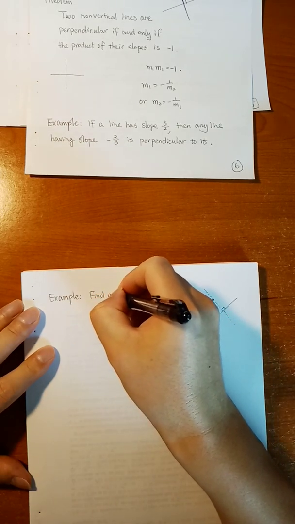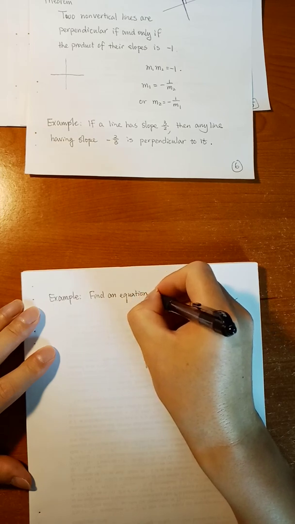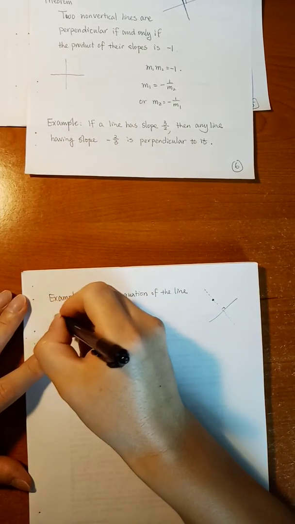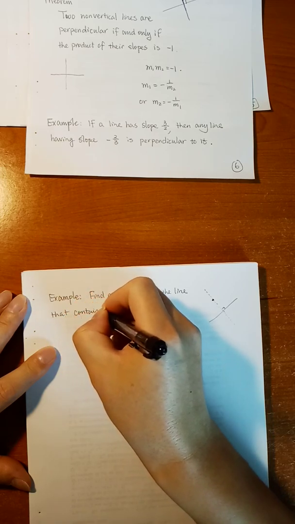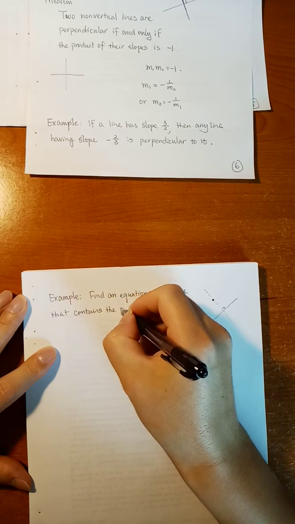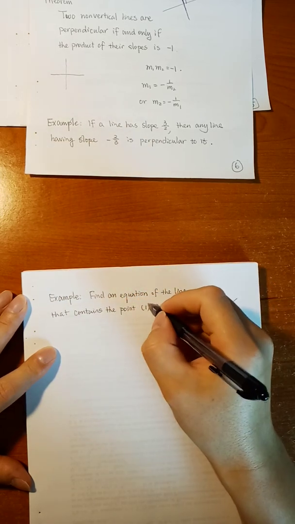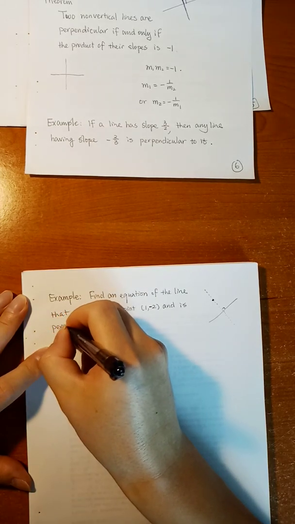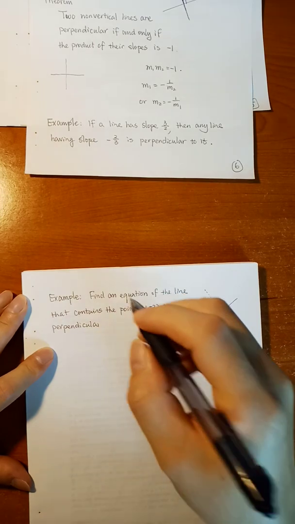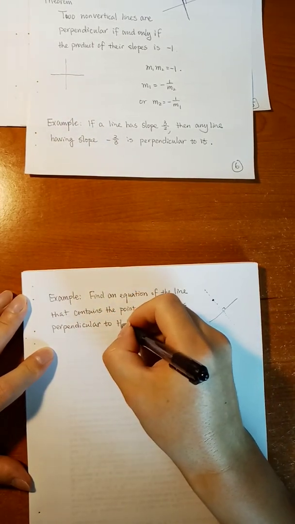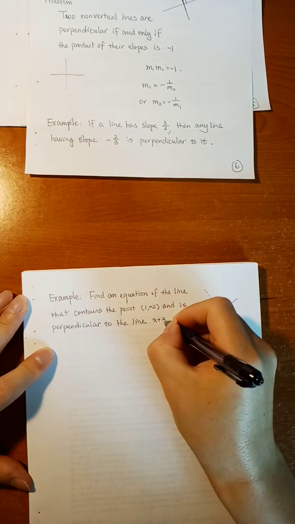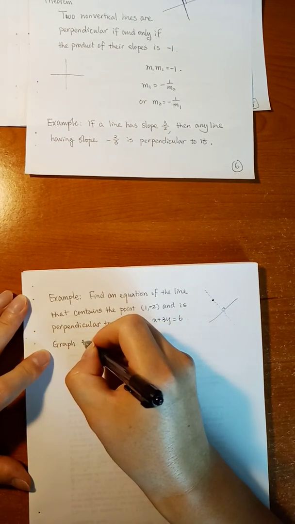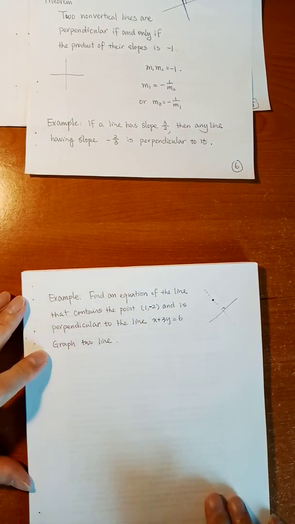Find an equation of the line that contains the point (1, -2) and is perpendicular to the line x plus 3y equals 6. Graph the two lines.